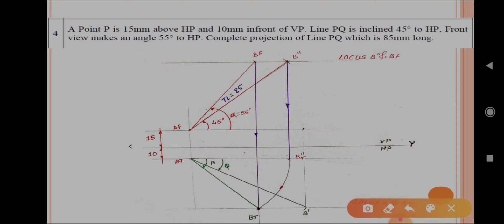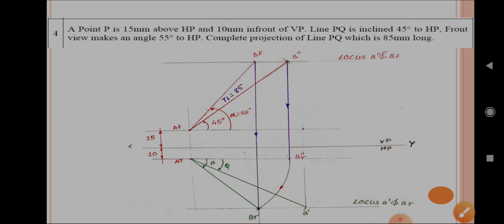The next problem is given: the point P is 15 mm above the HP, 10 mm in front of VP, and line PQ is inclined at 45 degree to HP, and its front view makes an angle 55 degree to HP. Complete the projection of line PQ, which is 85 mm long. So we can take the notation for PQ as A and B. Point P we refer to as A, point Q we refer to as B.